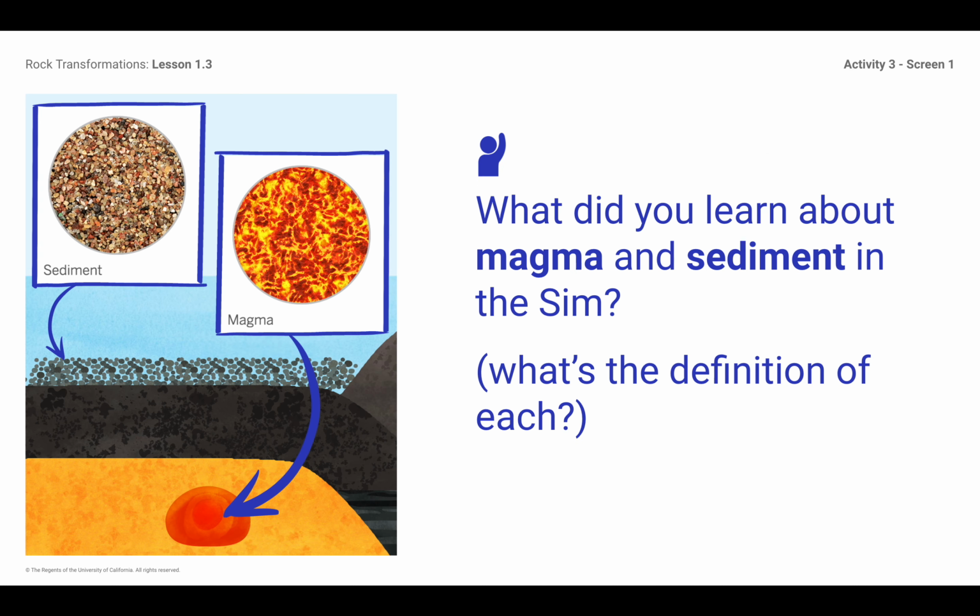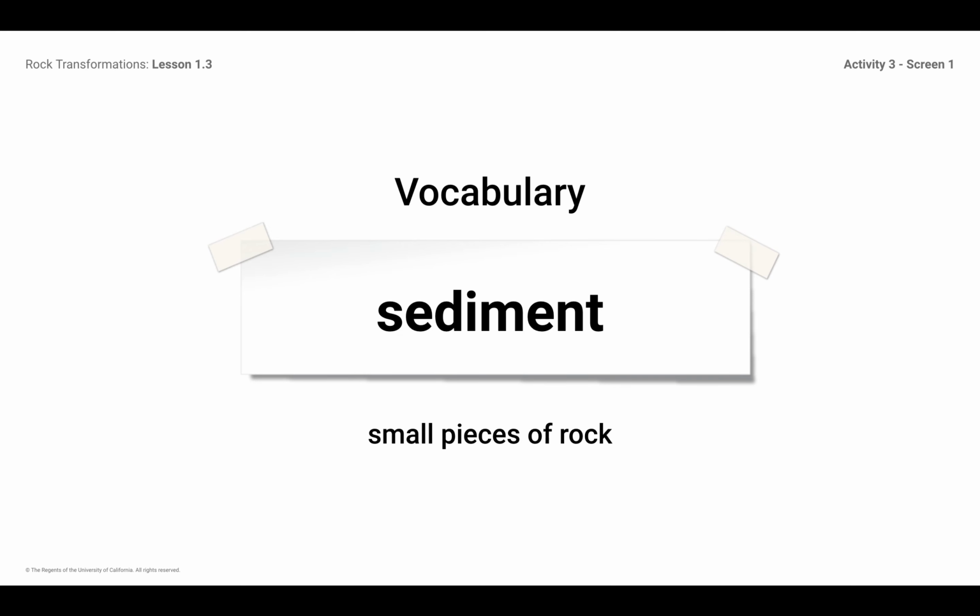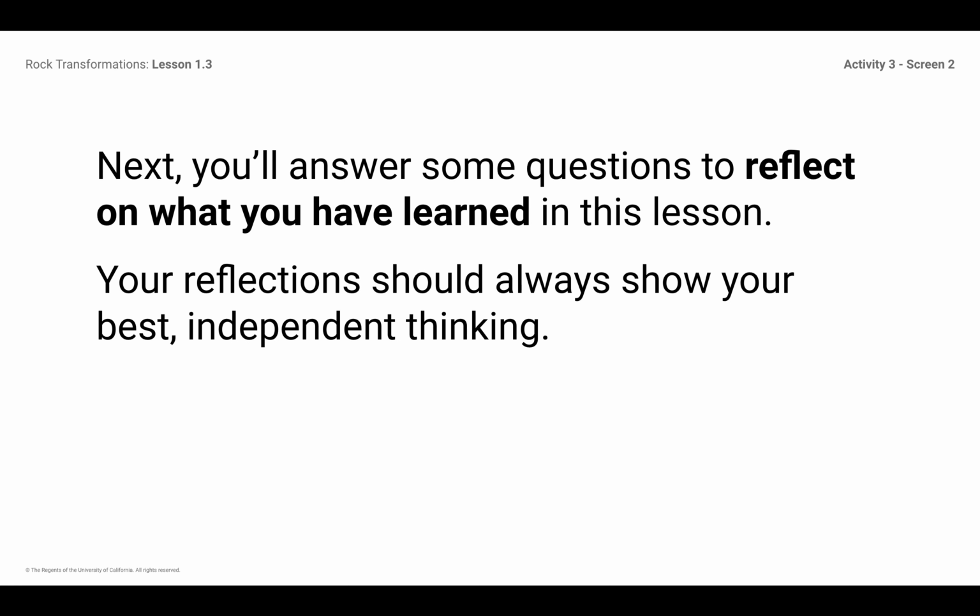And then I asked what they learned about what magma and sediment are. Specifically, I asked what the definition was. So the kids were looking at their sims while we talked about the definition of magma, which is hot liquid rock below the surface of Earth. And then sediment are small pieces of rock. These are things that we've talked about before, so these words are just review.